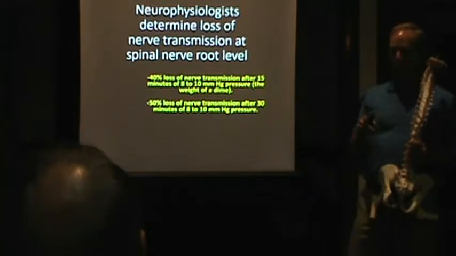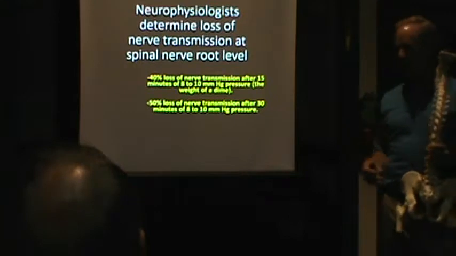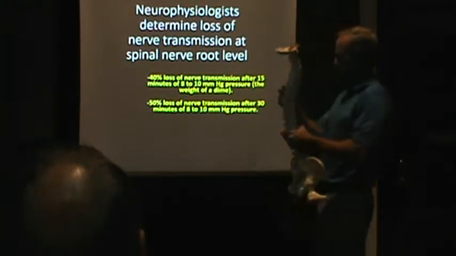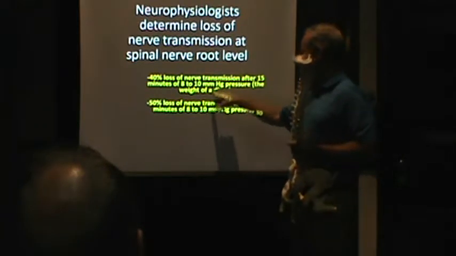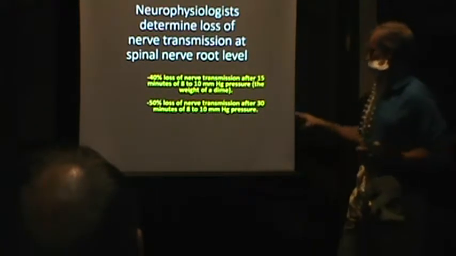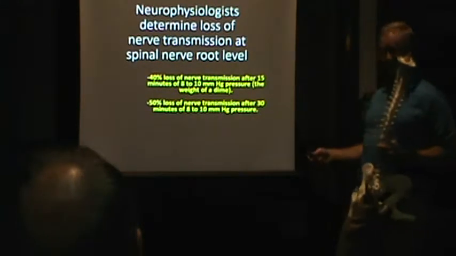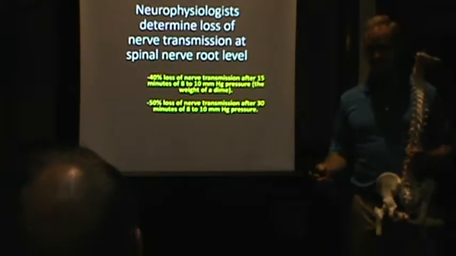And this wasn't a one-time study. This was a bunch of studies, and this was the average that came back: a 40% loss of nerve transmission just with the weight of a dime, 8 to 10 millimeters. After 30 minutes, it lost 50% on average. So that's not a long amount of time.